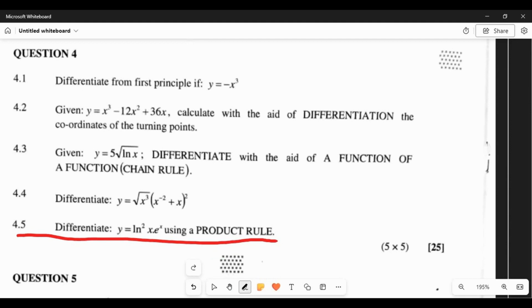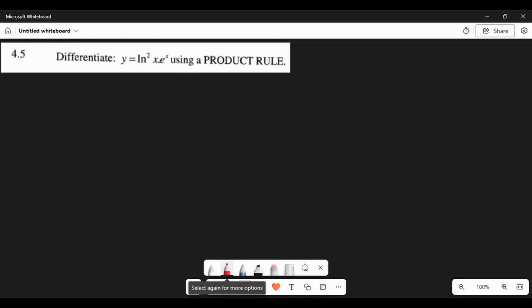So let me copy this question and paste it where there's space. Alright guys, here is our 4.5. So they want us to differentiate this expression that you see here, where y is equal to natural log squared x multiplied by e to the power of x. But then they want us to use the product rule.